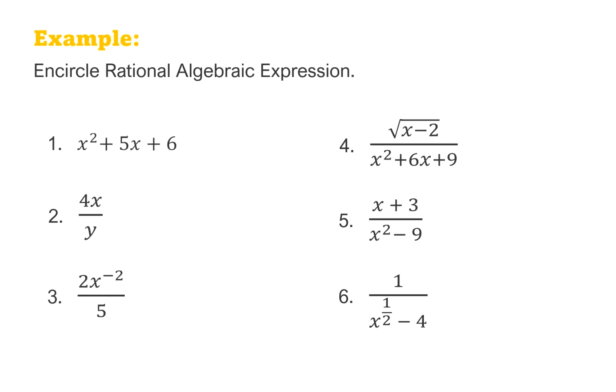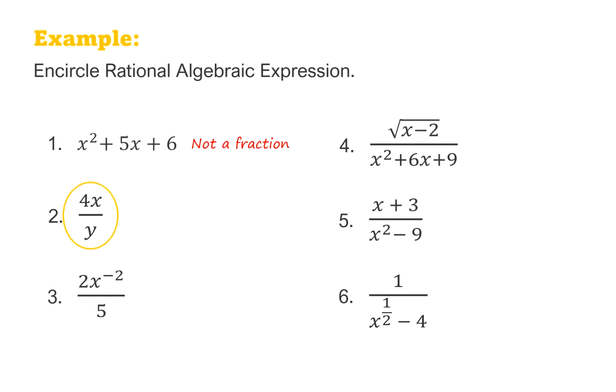Ngayon, isa-isahin natin. So, number 1. Yung number 1 ba ay rational? No, it's not. Why? Kasi hindi siya naka-fraction form. So, polynomial ito. How about number 2? So, sa number 2, this is a rational expression.